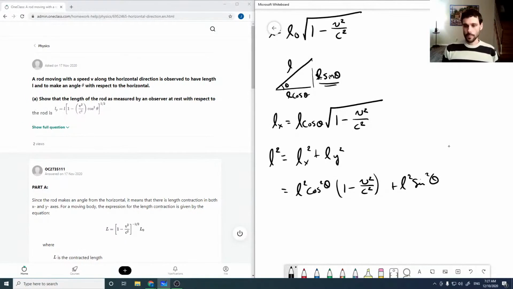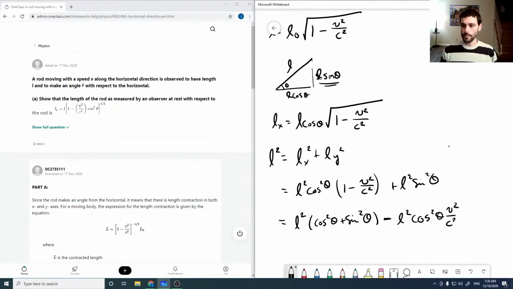And now separating the terms, we have L squared cos squared theta plus sine squared theta, minus an L squared cos squared theta v squared over c squared. So just separating and collecting, that equals 1. And I'm going to bring out the L squared, so L squared, 1 minus v squared over c squared cos squared theta.